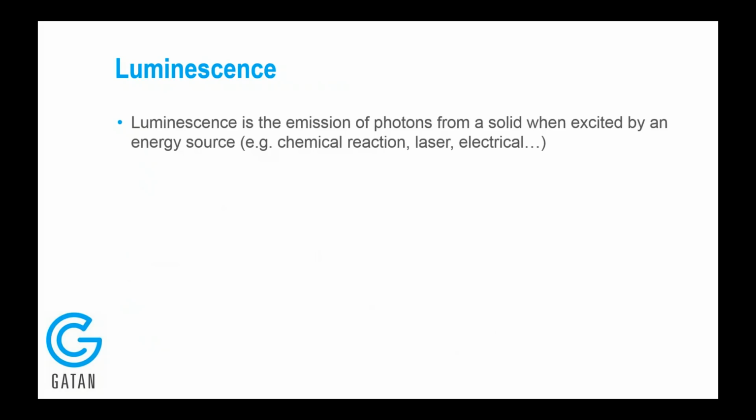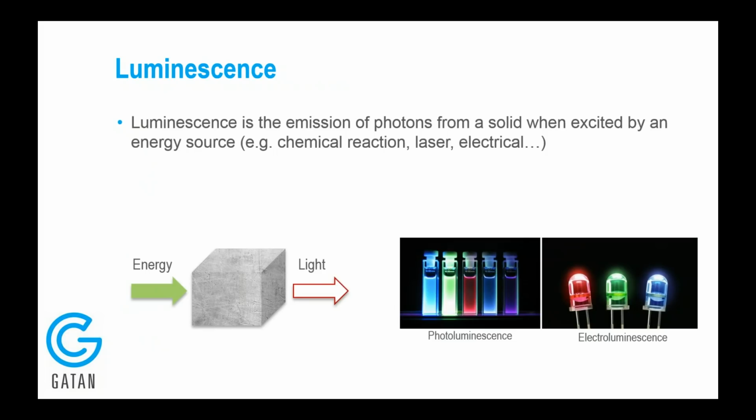So luminescence. Luminescence is the emission of photons from a solid when it's excited by an energy source. And there's a variety of different energy sources that could be. We actually live with luminescence around us pretty much every day at the moment, particularly in the form of light-emitting diodes and solid-state lighting. Electroluminescence is around us everywhere. But there's also other types of luminescence techniques, including photoluminescence, and that's used in biological markers for biological and cell research.